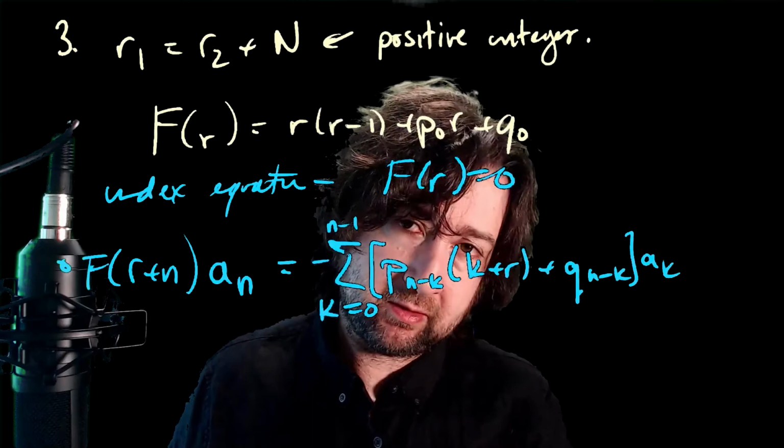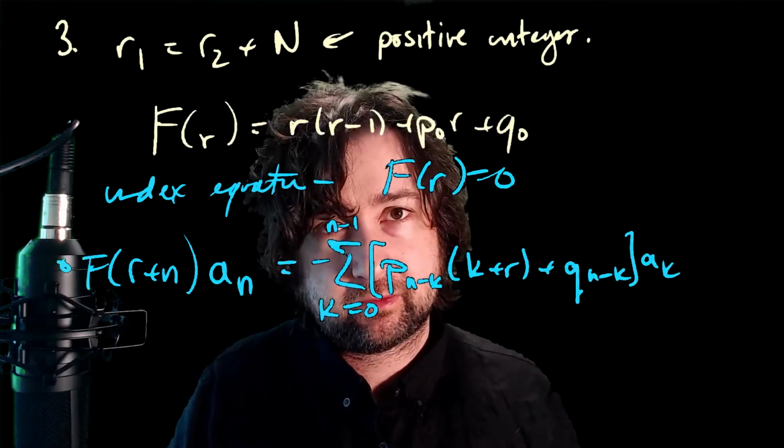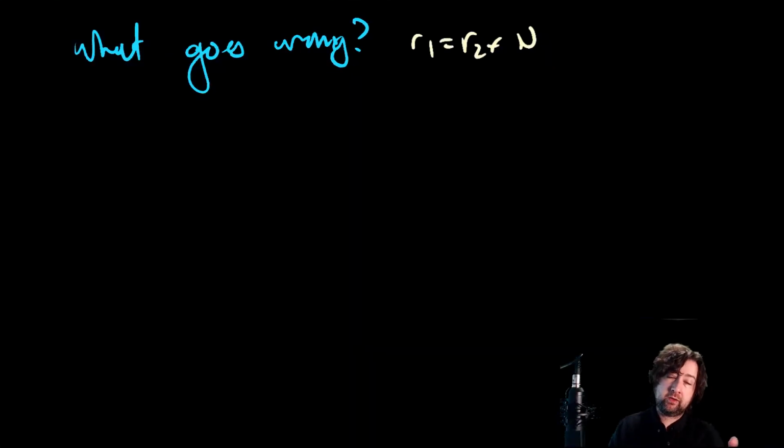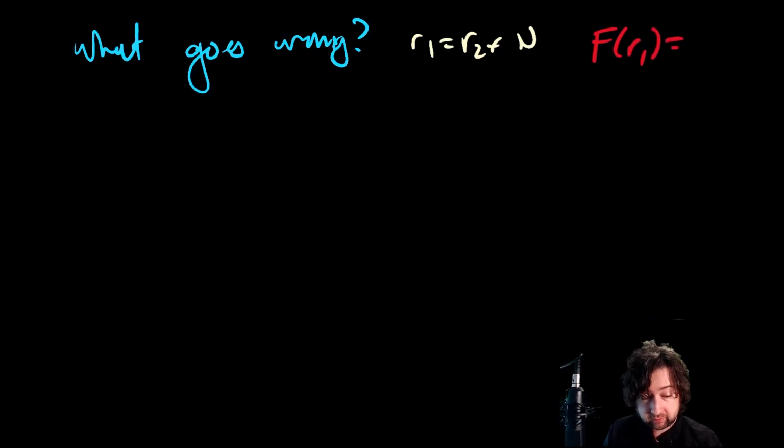So what happens if I have this sort of recursion and then the roots differ by an integer? All right, so what can go wrong here? I know that r1 is equal to r2 plus n. And I also know that because r1 is a solution to the initial equation, it must be the case that f of r1 is 0. That's what it means to be r1 or r2. That's where they come from. So if we wrote down the formula for the recursion in terms of this function f that we've defined, f of r plus n is equal to this nasty sum.